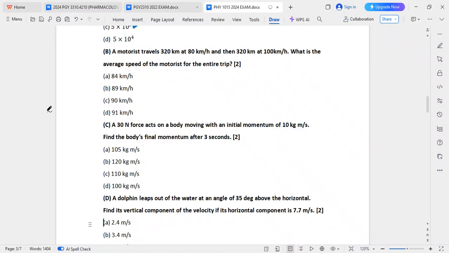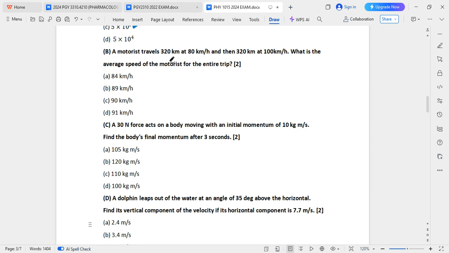Number B. A motorist travels 320 kilometers at 80 kilometers per hour and then 320 kilometers at 100 kilometers per hour. What is the average speed of the motorist for the entire trip? So you can see what is happening. First, travels 320 kilometers at 80 kilometers per hour. That is the speed there. And then 320 kilometers at 100 kilometers per hour. What is the average speed? Remember, we want the average. And how can you find the average? We've already been given the speeds here.